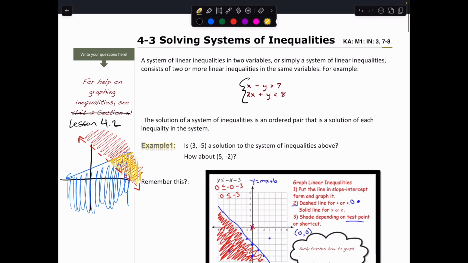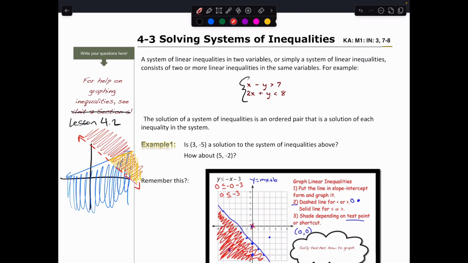But for this first example, I might ask you, or you might see something on Khan that says, hey, is this point a solution to the given system? So a solution to this system of equations right here. And if it's a solution, then it needs to satisfy both inequalities or all of the inequalities in that system. So we'll plug those values in. We'll plug in 3 for x and -5 for y. And we should get true statements for the first inequality and for the second inequality.